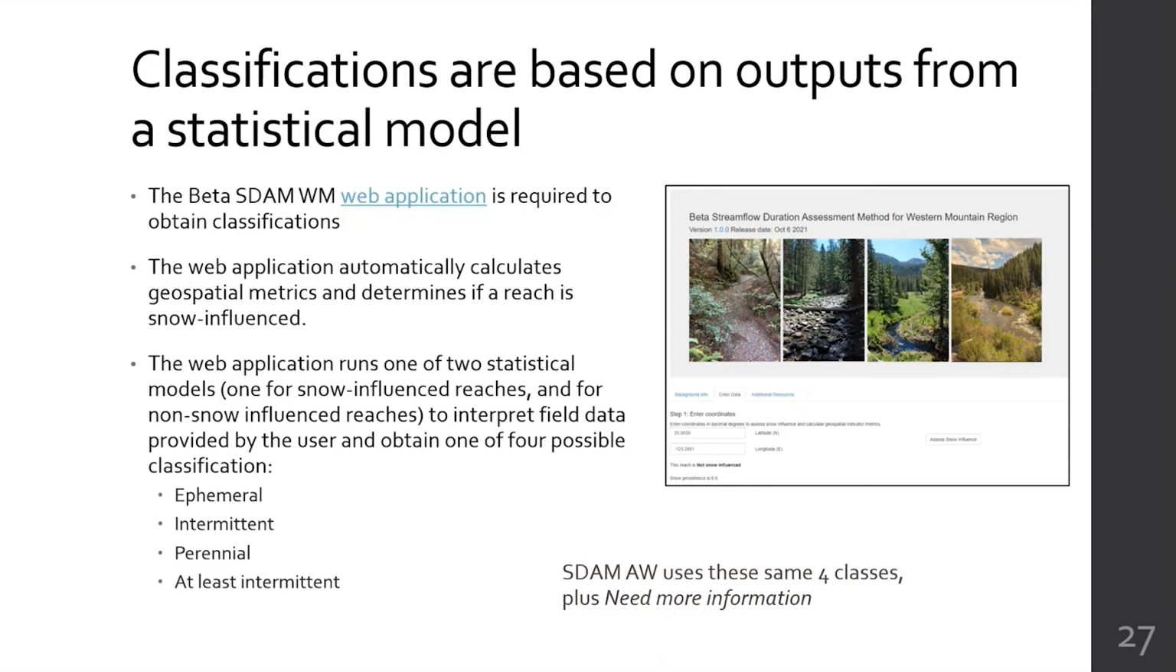I want to point out that the Arid West method had these same four classes, plus an additional fifth class known as Need More Information. That classification is not possible with the Western Mountains method. We were able to have higher confidence in all of our classifications.